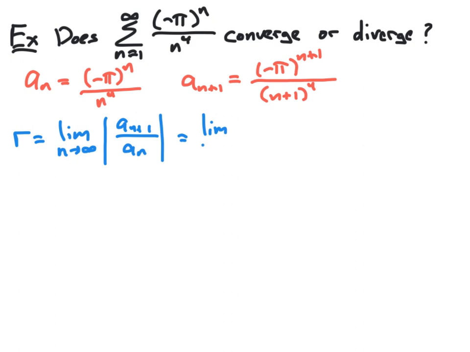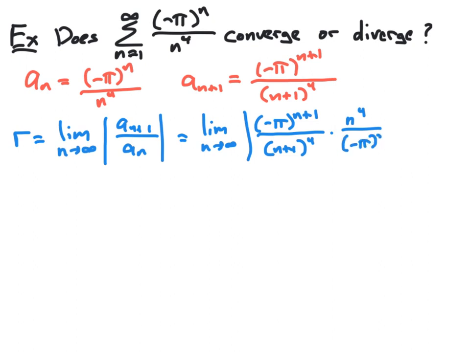And here, in this particular series, we can substitute in our two values. So we have (-π)^(n+1) divided by (n+1)^4, multiplied by the reciprocal of a sub n, which would be n^4 over (-π)^n. And so we want to simplify this expression and then compute this limit.